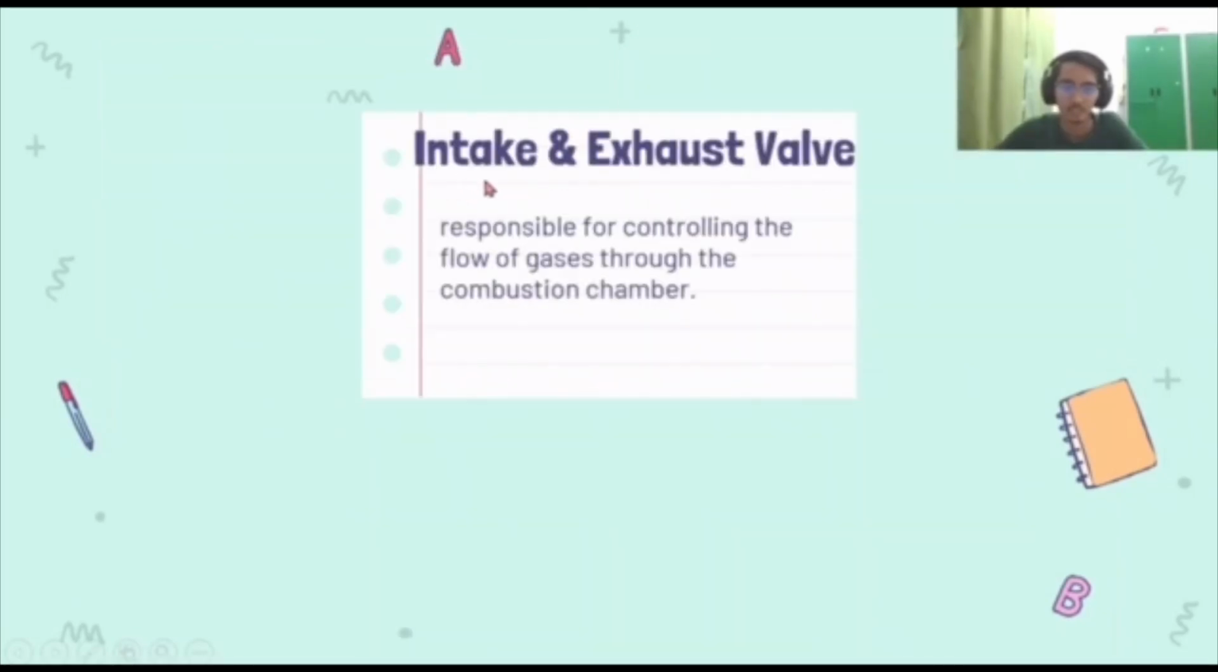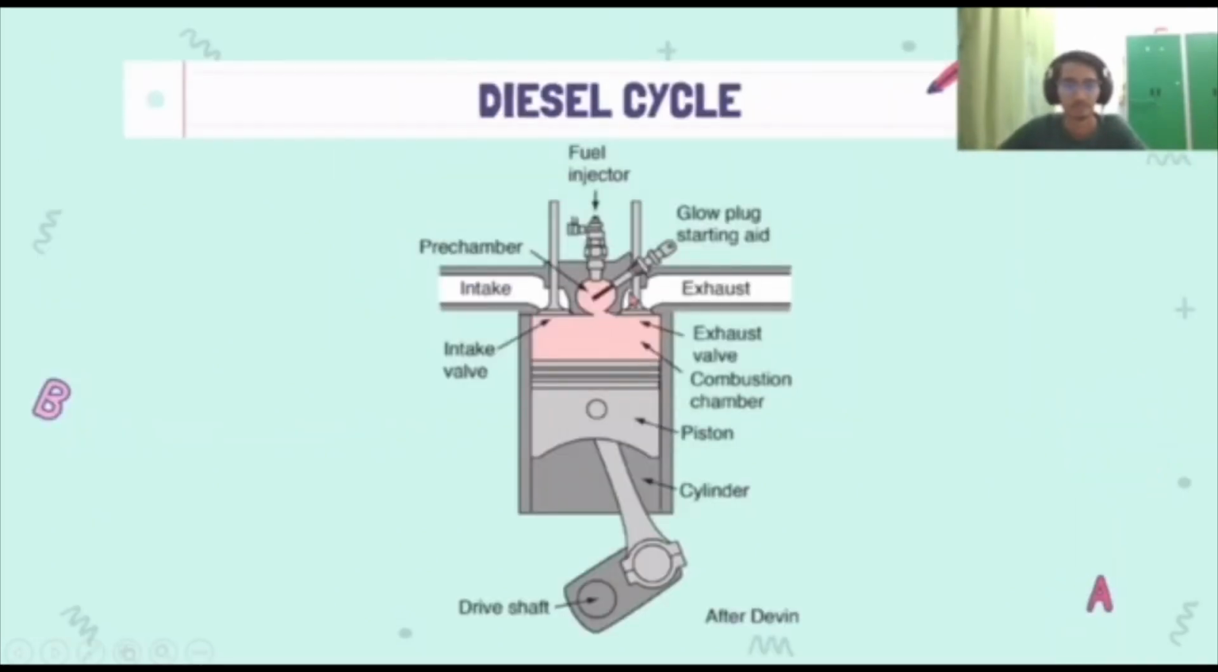Next, the intake and exhaust valve. These are responsible for controlling the flow of gas through the combustion chamber. Next, we move to diesel cycle. This is the diagram of diesel cycle.